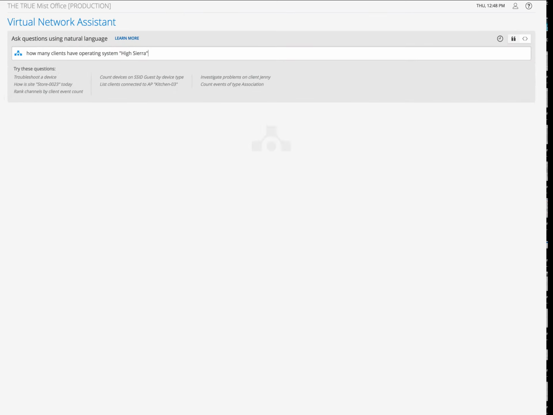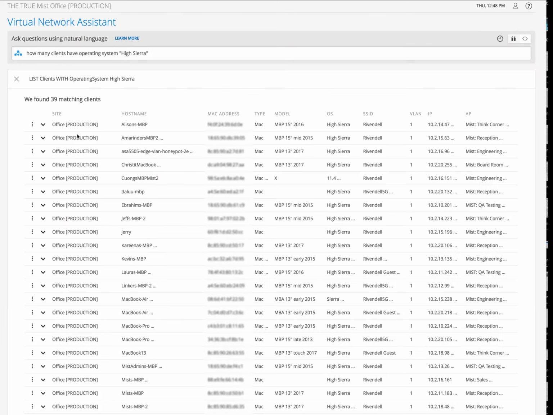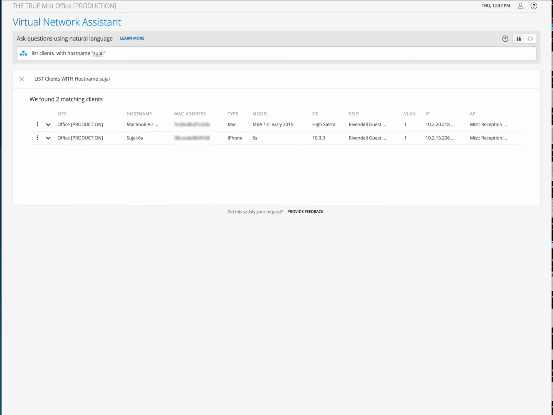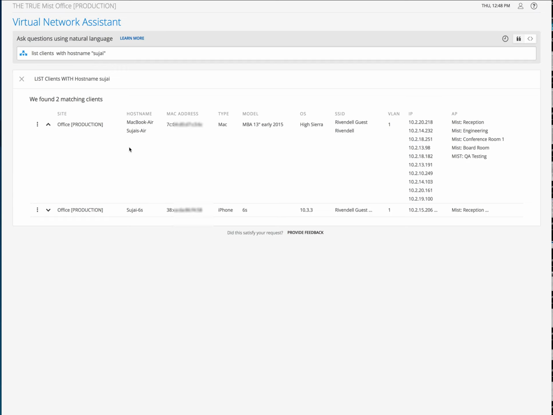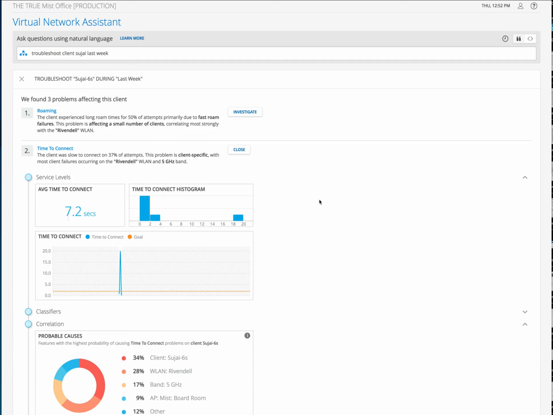How many clients are running High Sierra and who are they? What about how many devices does Sujay have? We can see his MacBook Air and his old iPhone.